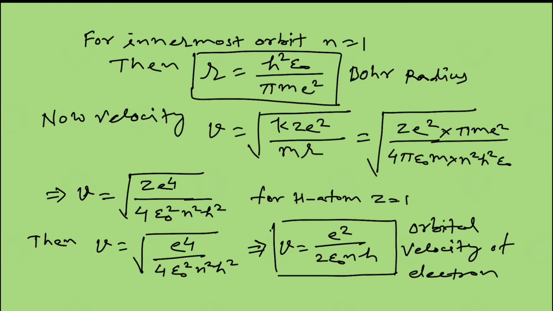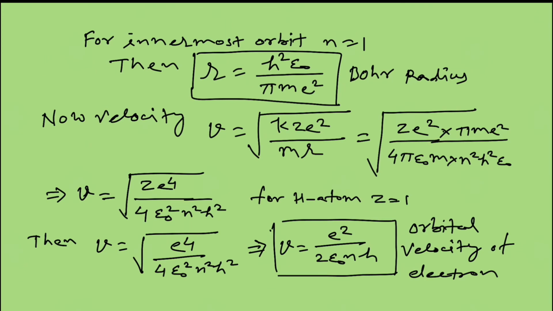If you simplify this, then m is cancelled, pi is also cancelled. So in the numerator we get z into e power 4, e square into e square is e power 4, and in the denominator we have 4 epsilon naught square n square h square. For hydrogen atom z is equal to 1, then we get v is equal to under root e power 4 upon 4 epsilon naught square n square h square. If we take root of this term, then v is equal to e square upon 2 epsilon naught n h. This is the formula for orbital velocity.